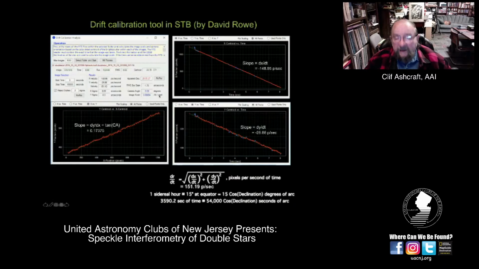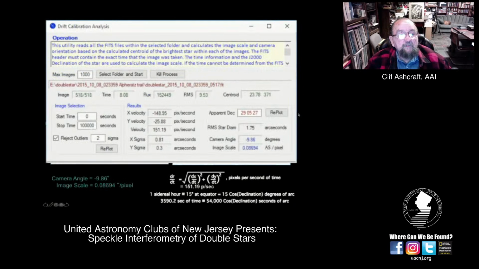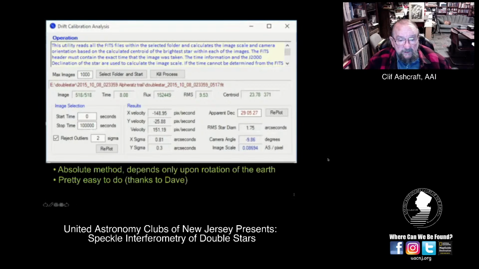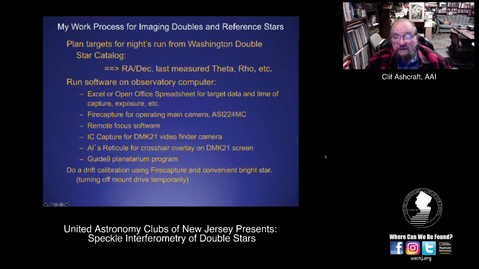We're going to need that in the photometry section where we measure those autocorrelograms. Here's a blow up of the field of the tool. You'll need to write down this value and this value here. And this RMS star diameter gives you a measure of the seeing. So this is nowhere near 1 second quality seeing, but we're still going to beat it on our measurements anyway. It's absolute, depends only upon the rotation of the Earth, and it's pretty easy to do thanks to the software.